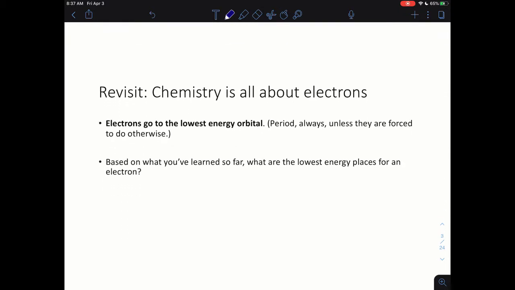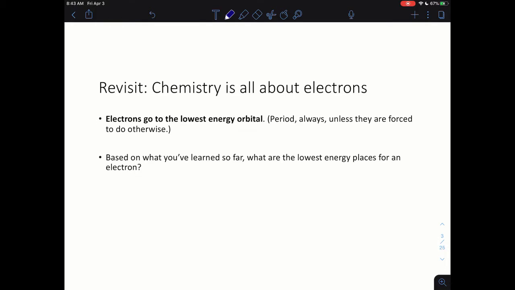So as we start, I just want to take a quick time out. We need to revisit this idea of chemistry being all about electrons. Now, I understand we just talked for 30 seconds about how we're discussing proton transfer reactions, and you probably think about a proton, a hydrogen ion, when you hear those key words. And that's true, but even this is all about electrons.